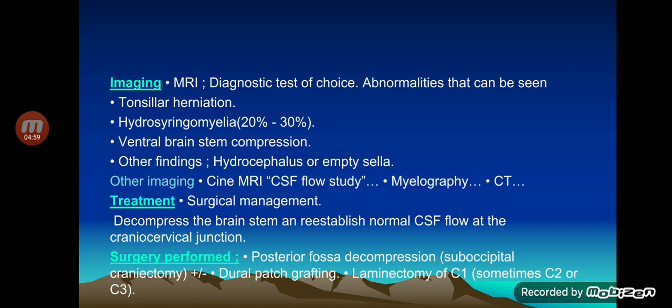The treatment is surgical, especially for the symptomatic patients. You have to decompress the brainstem and re-establish the normal CSF flow at the craniocervical junction. This can be applied through posterior fossa decompression. We name it suboccipital craniotomy, all together with a dural patch and laminectomy of the cervical vertebrae 1 and 2 and maybe 3 with it.